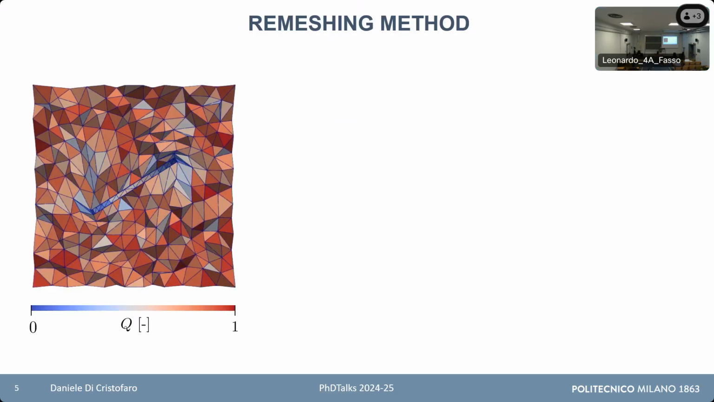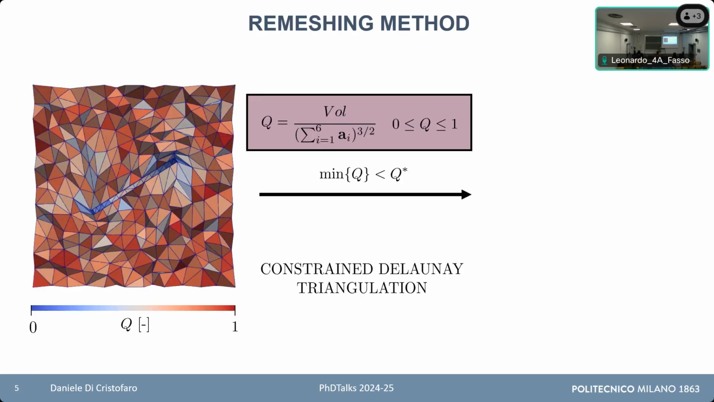For the mesh, just to give you an example, there is a scenario where the mesh is too distorted. For example, next to the tip of this rotating disk, the mesh is too distorted, and the simulation cannot go further in time. In this kind of situation, what we do is remeshing, and this remeshing is based on this mesh quality indicator, where vol is the volume of the tetrahedra, and a_i are the lengths of the edges of the tetrahedra.